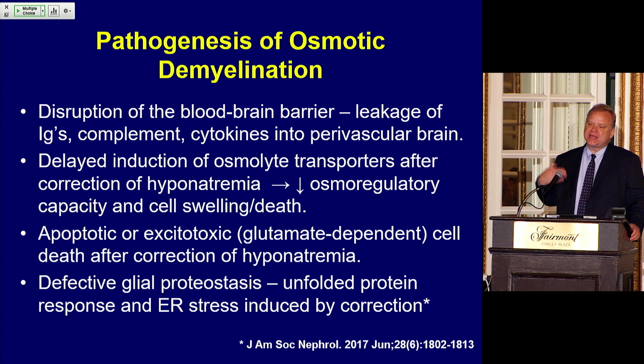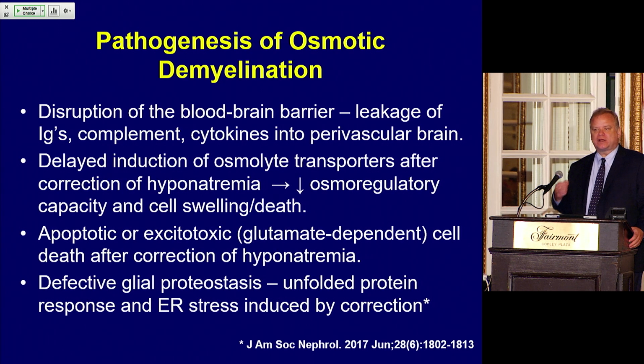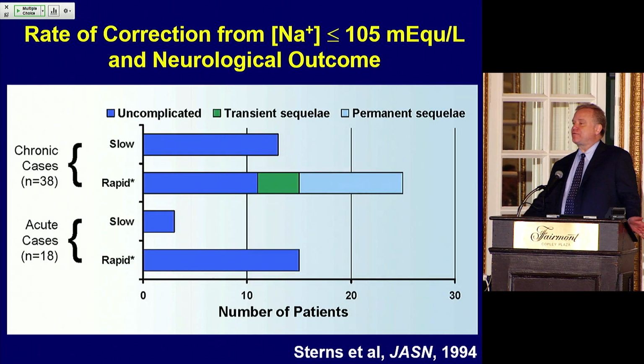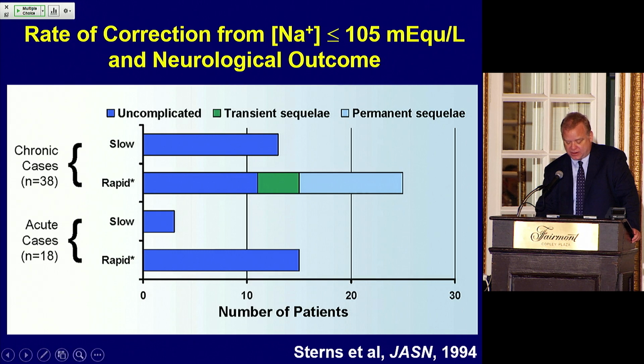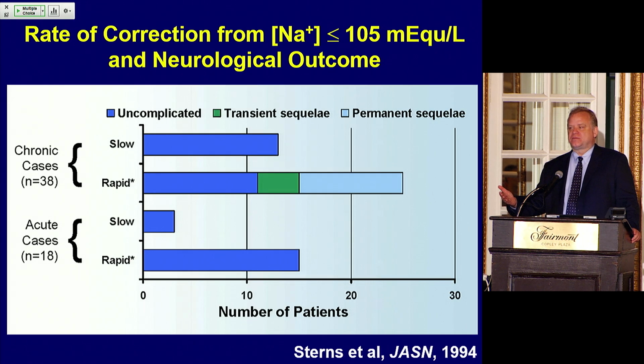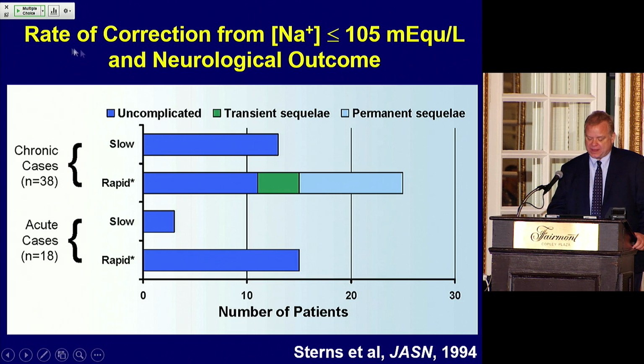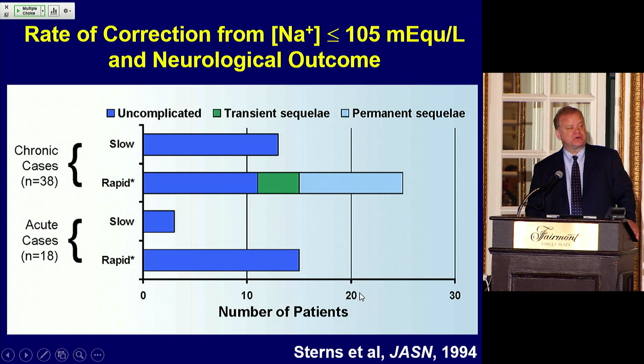So whatever the major mechanism, this really is a real issue, and it's why we're very careful to not overcorrect. And we've known this now for many decades. This is a classic paper from Rick Stearns, where they did a poll of nephrologists and collected cases over the years. Patients with chronic hyponatremia that were rapidly corrected got these chronic permanent sequelae at a higher rate, whereas the acute cases that were quickly corrected did not get into trouble.